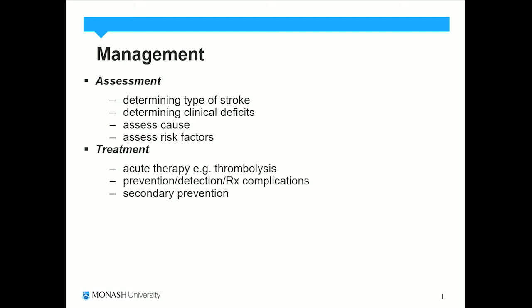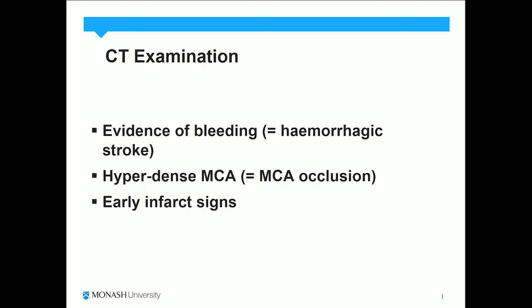So the difference then in management. The first thing in the assessment is to determine what type of stroke you have, then determine what clinical deficits the patient has, then assess the cause, for example which vessel is occluded, and then assess the risk factors. The difference in treatment with ischemic stroke is acute therapy, for example thrombolysis, and then also prevention or detection of complications, and prevention of secondary causes or risk factors.